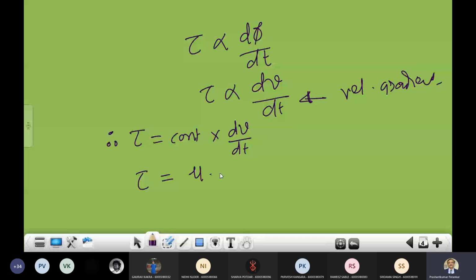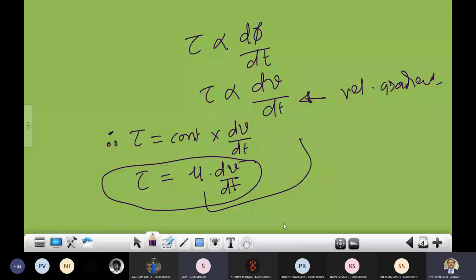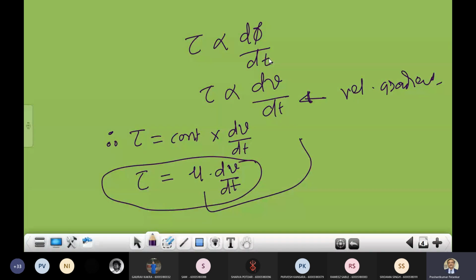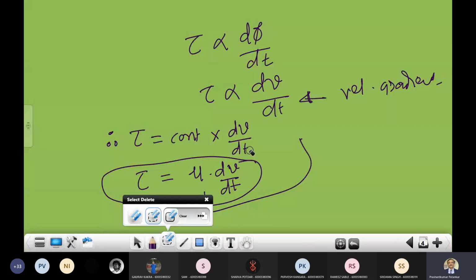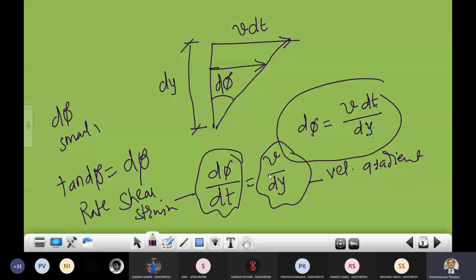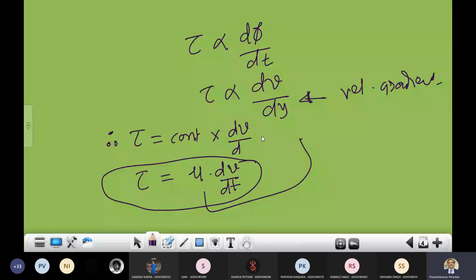Am I right? Here, sir, it should be dv by dy, no? Yes, sir, I'm very sorry. Here I have written d phi by dt. So it will be dv by dy, which is your velocity gradient.